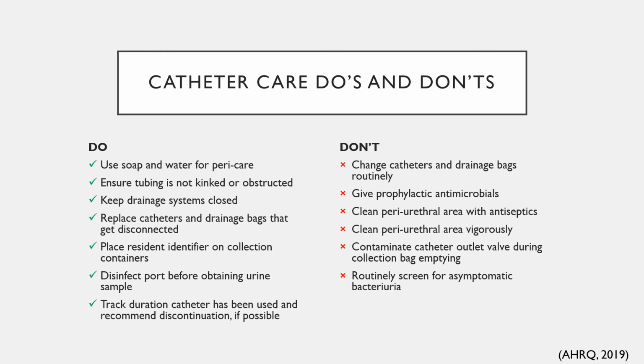Here we will look at a summary of some do's and don'ts to prevent CAUTI infection. Do use soap and water for perineal care. Do ensure tubing is not kinked or obstructed. Do keep drainage systems closed. Do replace catheters and drainage bags that become disconnected. Do place resident identifiers on collection containers. Do disinfect port before obtaining urine samples. And do track the duration the catheter has been used and recommend discontinuation if possible.